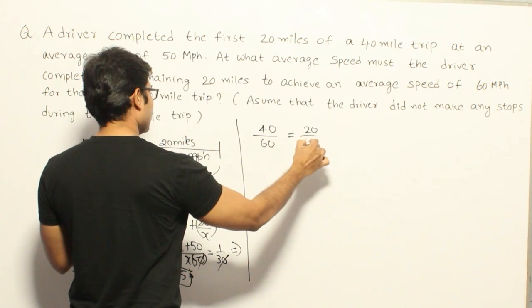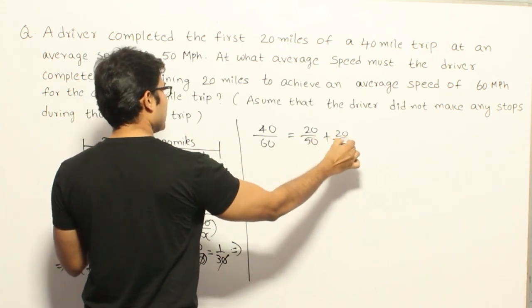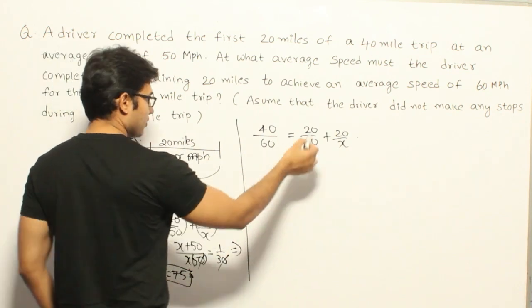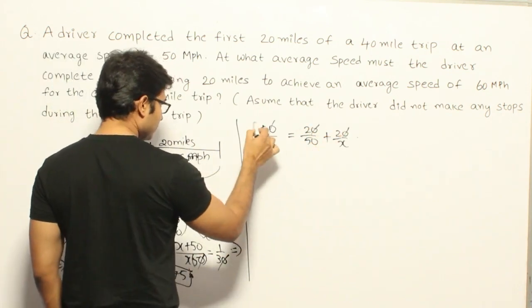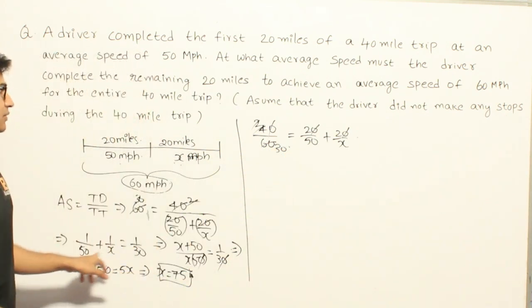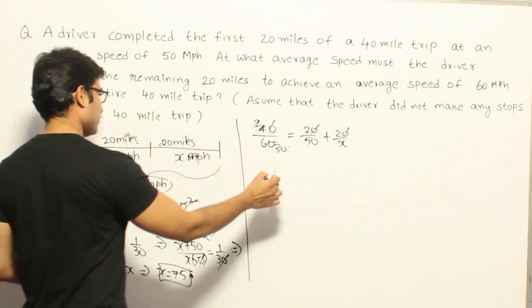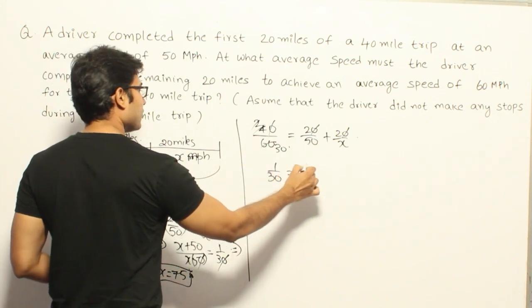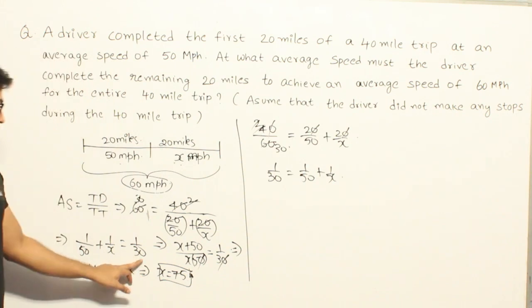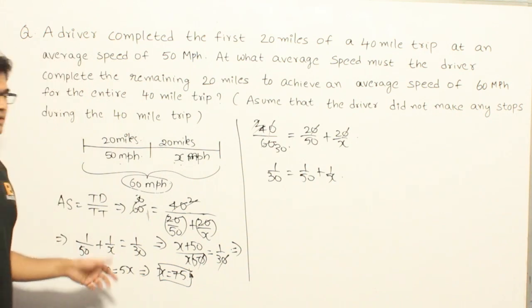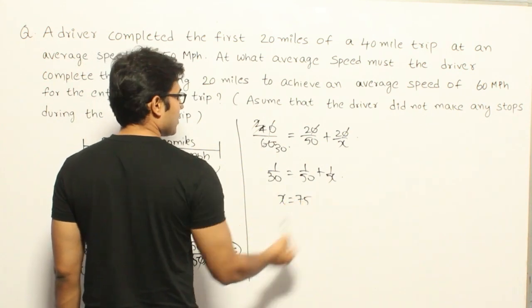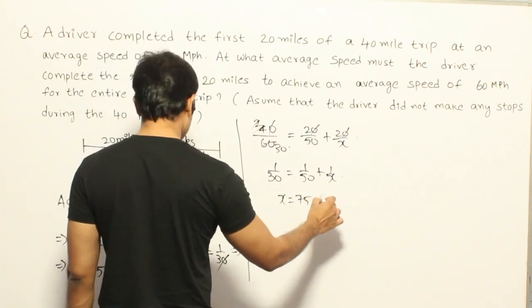So what is it? 20 by 50 plus 20 by x. Again we can simplify it, so again we are going to get 1 by 30. So again we are going to get the same equation, isn't it? So what is the equation? 1 by 30 equal to 1 by 50 plus 1 by x. See this, 1 by 30 equal to 1 by 50 plus 1 by x, either this way or that way, right? So again if you solve for the value of x, you are going to get 75 miles per hour.